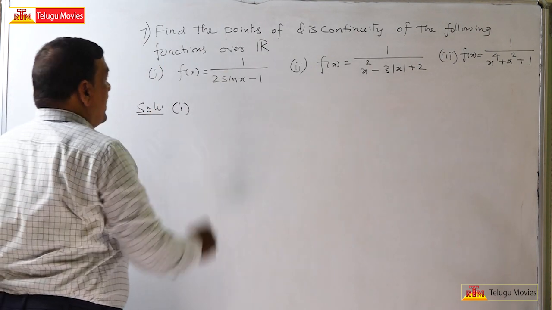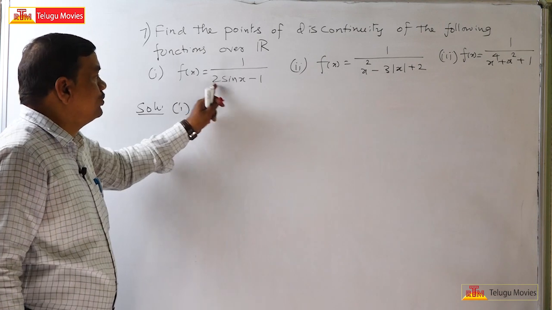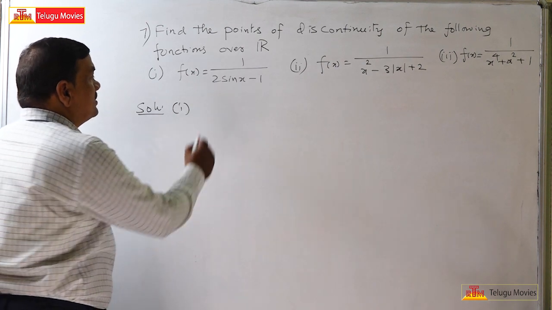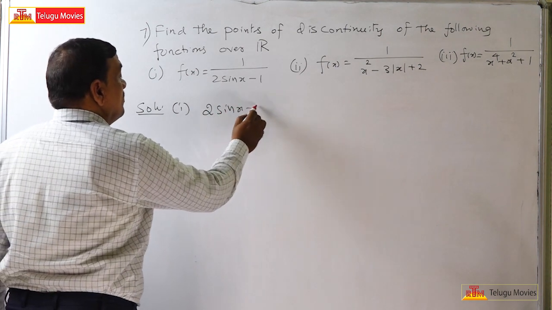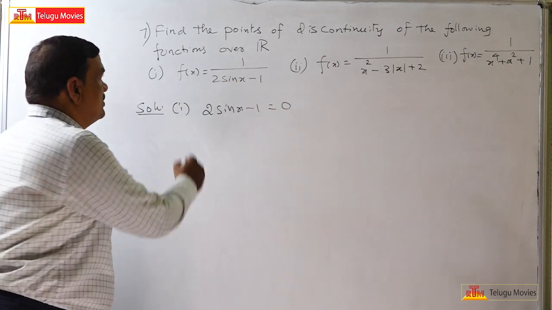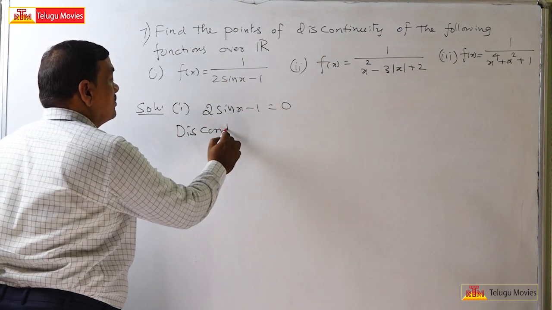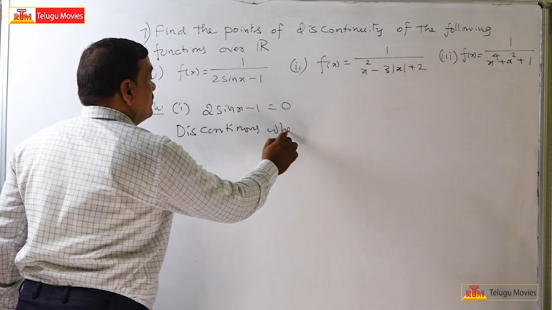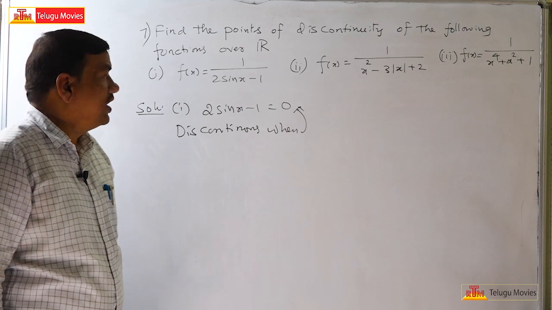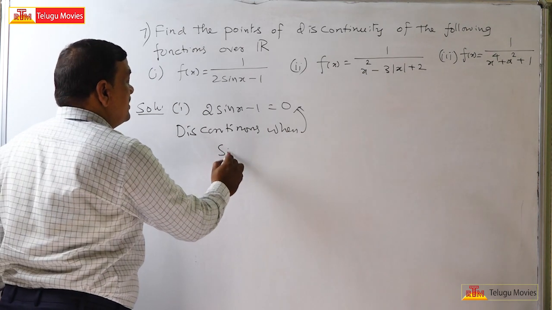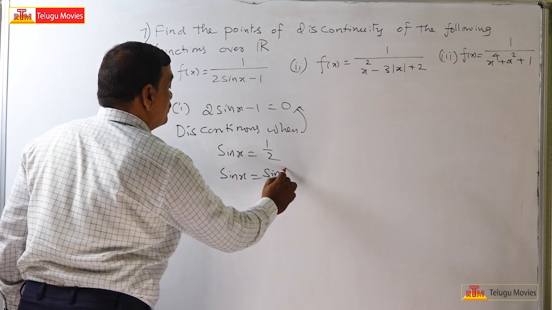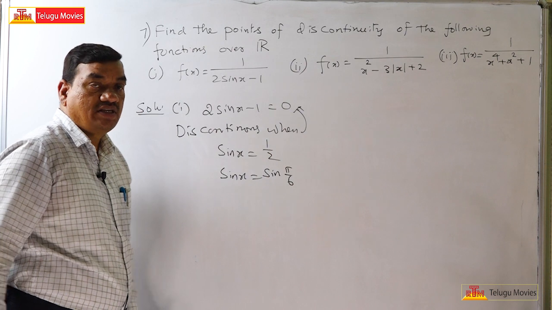First problem, f of x is equal to 1 by (2 sin x minus 1). This function will be discontinuous when 2 sin x minus 1 is equal to 0. Understand? So this implies sin x is equal to 1 by 2, so sin x is equal to sin pi by 6, that is sin 30.